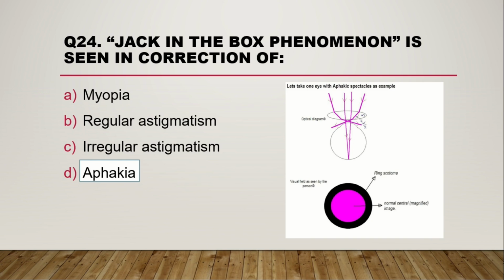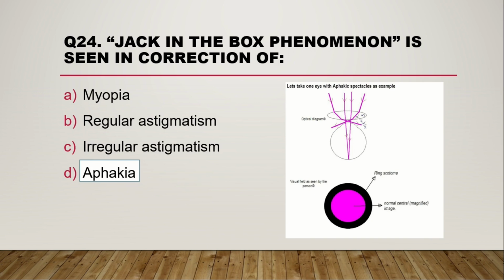In aphakic spectacles, the angle alpha being large, the light falling on the edge of the lens bends towards the center of the lens, that is the base of the prism. Here you can see the light falling on the peripheral part of the lens, which acts as a prism, bends towards the center of the lens, and thus does not reach the pupil and is therefore not seen. This results in an area of visual field which is not visible to the patient, that is the scotoma.